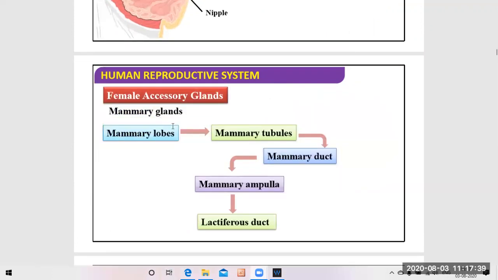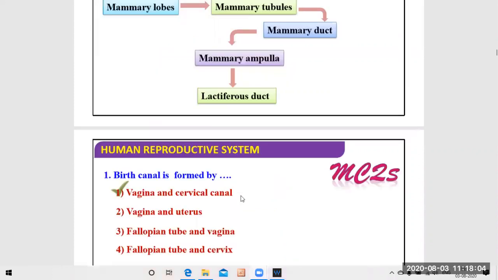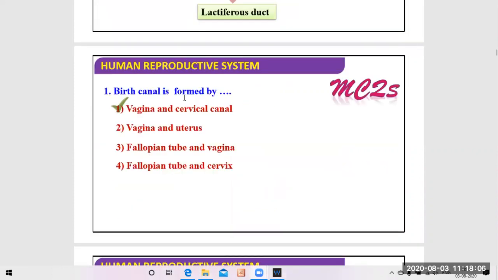The mammary glands: first of all the mammary lobes, then the mammary tubules connected with them, and then the mammary tubules towards the mammary duct, and the mammary duct again transported towards the mammary ampulla and then towards the lactiferous ducts. So this is the pathway of transport of the milk.